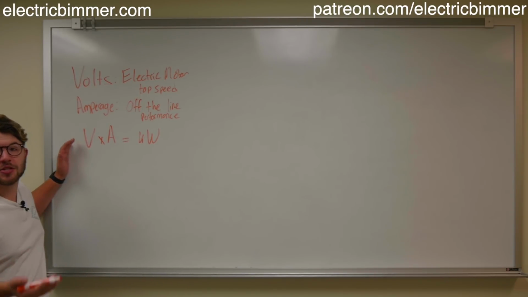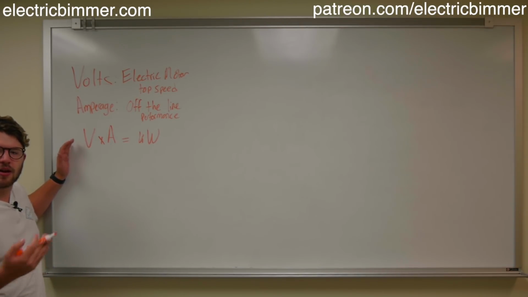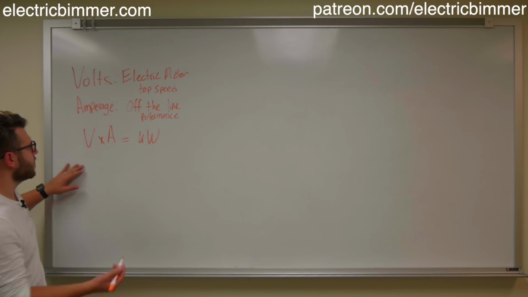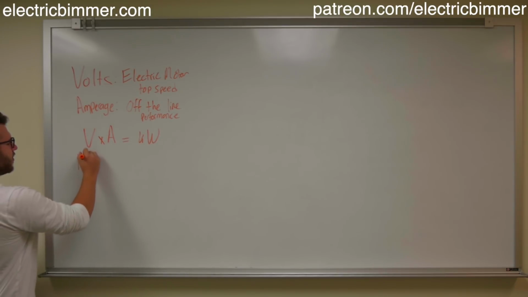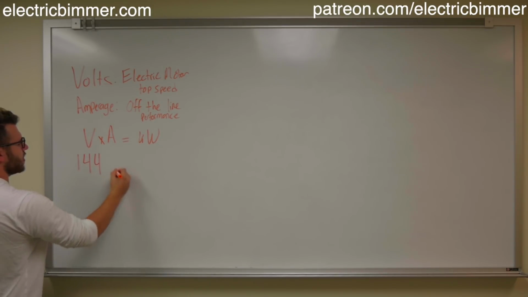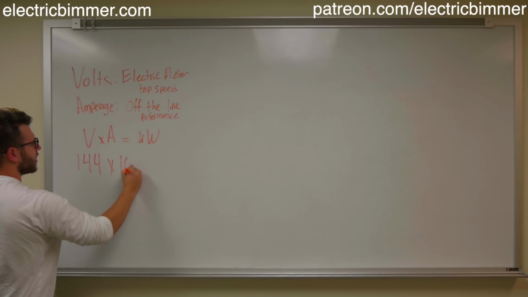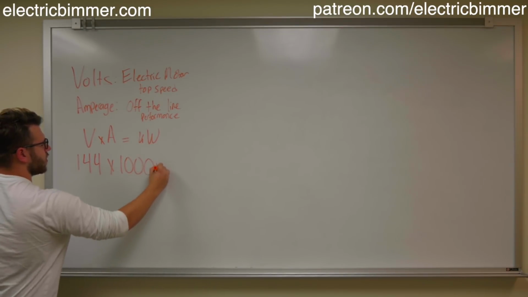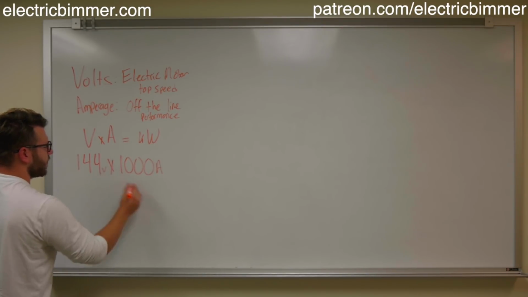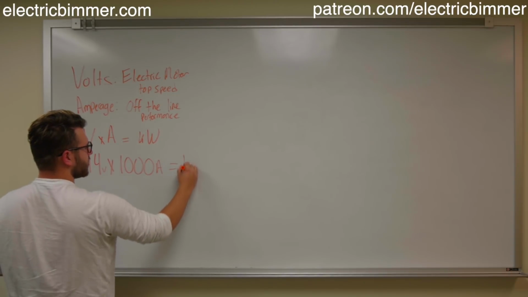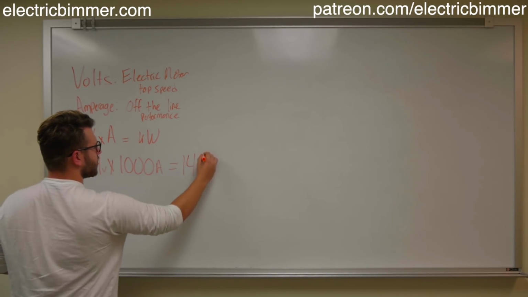For example, the electric motor that I'm using in my conversion has a peak of about 150 kilowatts. It's a 144 volt system, and I'm running it hopefully at about 1,000 amps. So if we have 144 volts times 1,000 amps, that's going to give us about, that's pretty close.